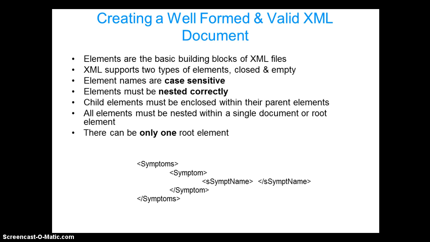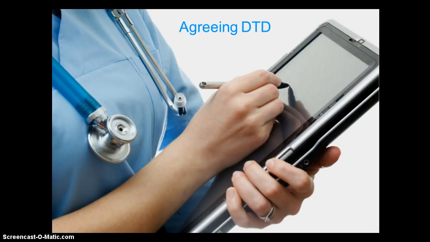Elements must be nested correctly. As you can see, you've got your root there as symptoms, and then your parent element. Within this you have symptom, and then you have elements such as symptom name. That's a small example, but for patient you could have date of birth, first name, last name, address. We weren't using attributes for this, just elements. Again, there can only be one root element. For the DTD, we agreed that was the patient element.